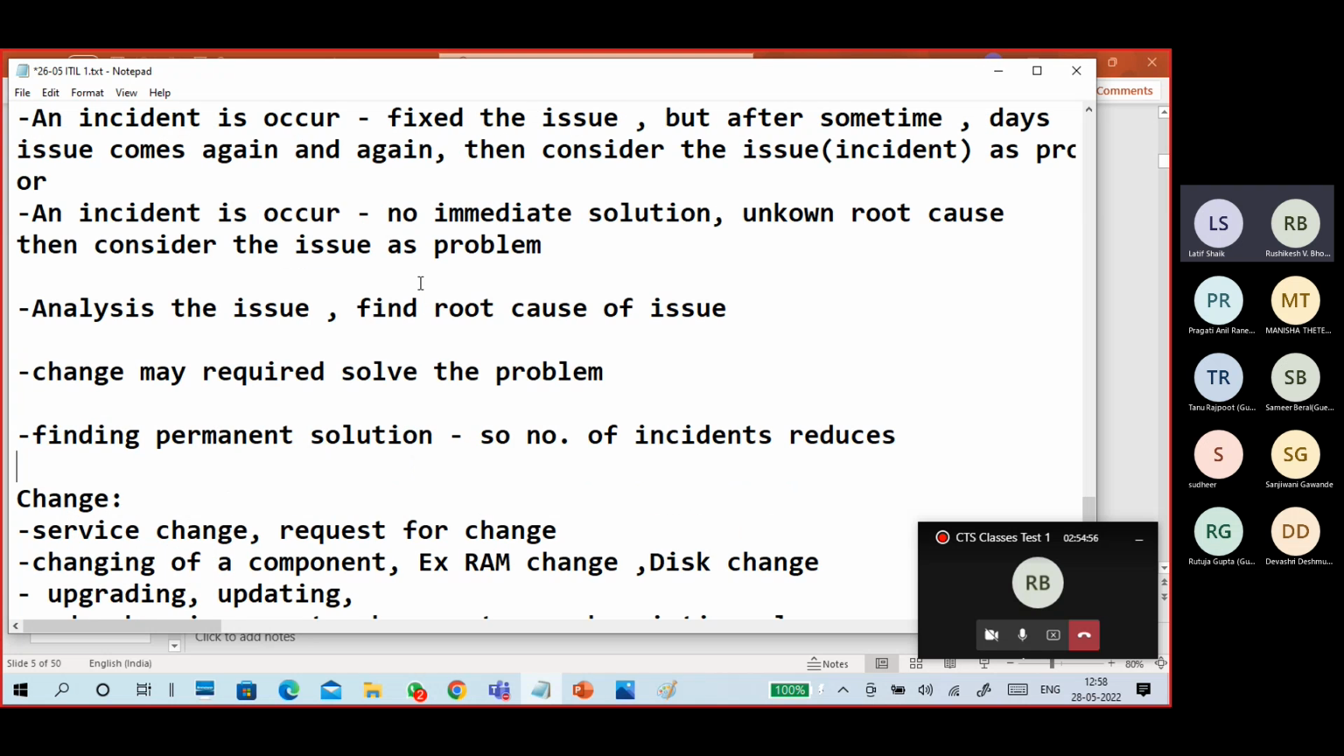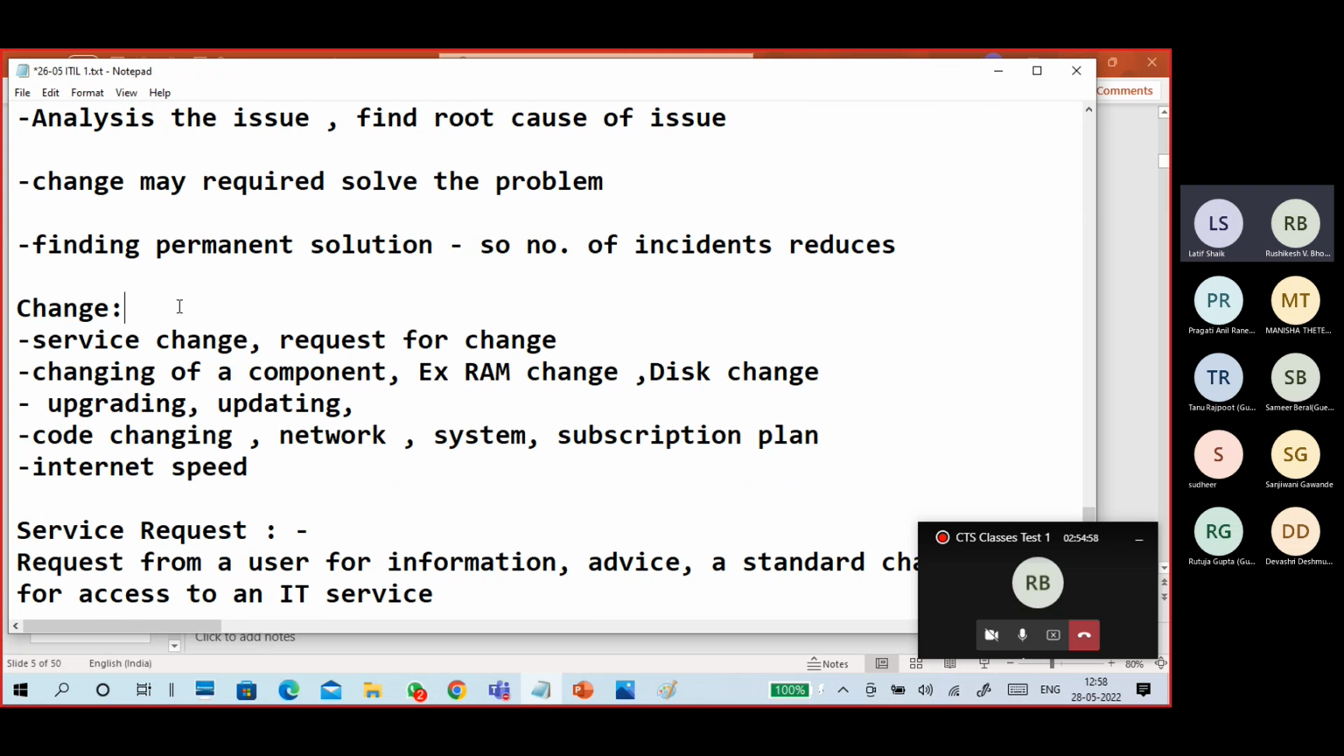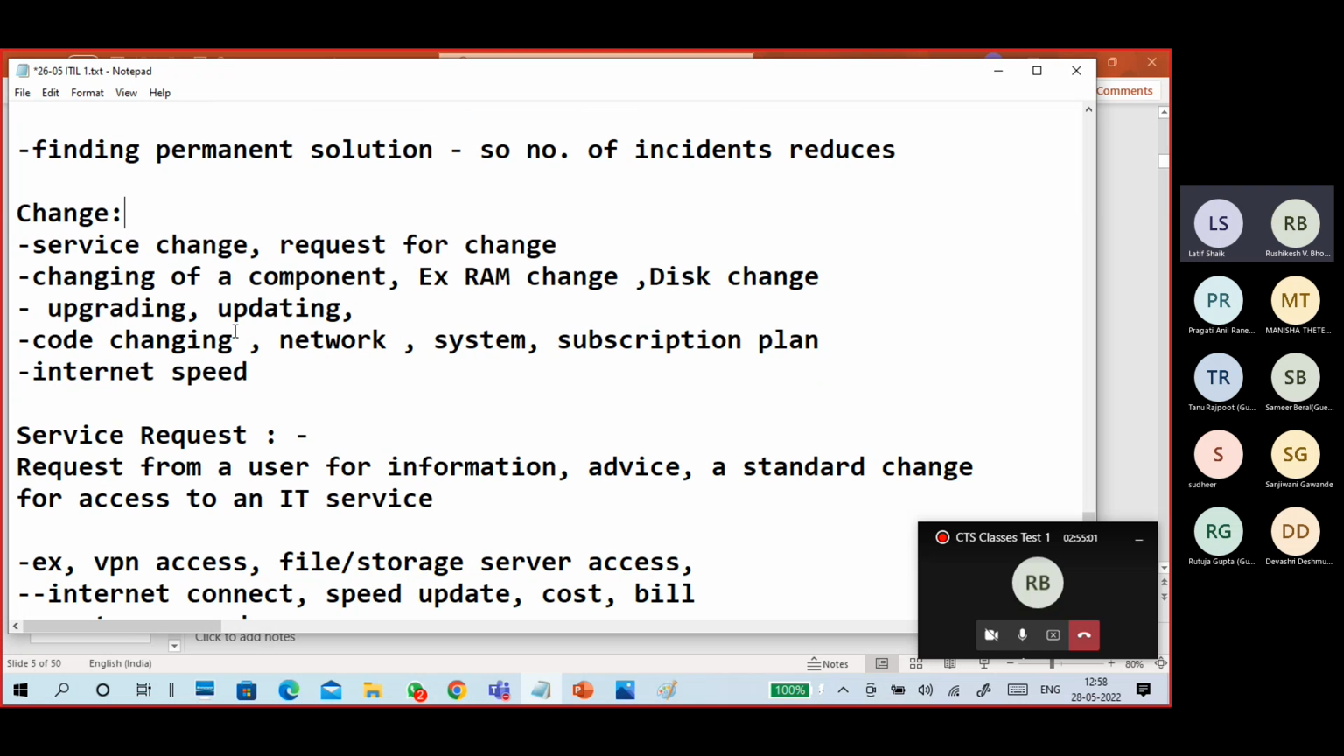So change is also a very important word, so that's why I included it here again. Change means it can be a service change, a RAM change. To fix the issues, we can change it. For upgrades, updates, or fixing issues, we require changes. It can be a code change, network change, RAM change, subscription plan change, internet change. All these things come under change.